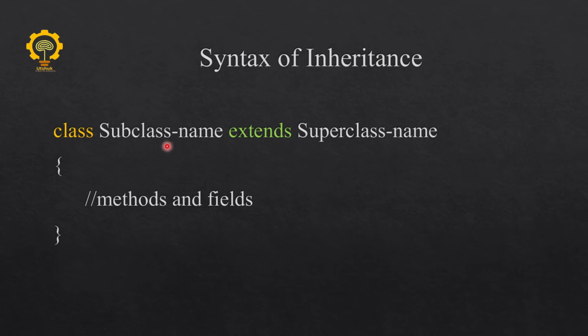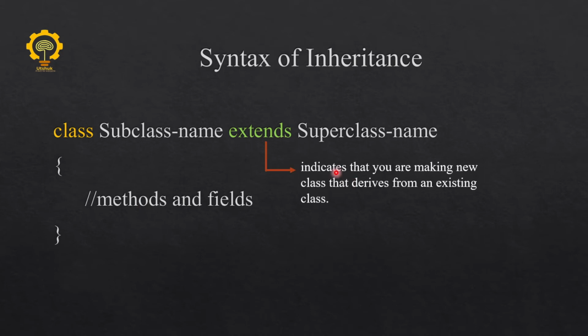Syntax of inheritance. Here, class is a keyword, and this is the subclass name. That is, this is the child class that we're gonna create, and this one is the superclass that we consider as an existing class, and here we use the extends keyword in order to inherit the properties of the superclass by the child class. And inside the class, we define methods and fields. So extends indicates that you are making a new class that derives from an existing class.